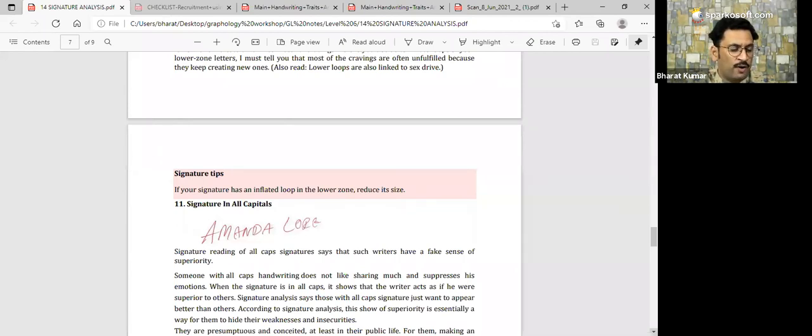Harpreet, you just have to work on the H. Only the H is required, the H needs change. Harpreet Randhwa. Harpreet R. The second signature is good. Just make a change in the H. Now next.